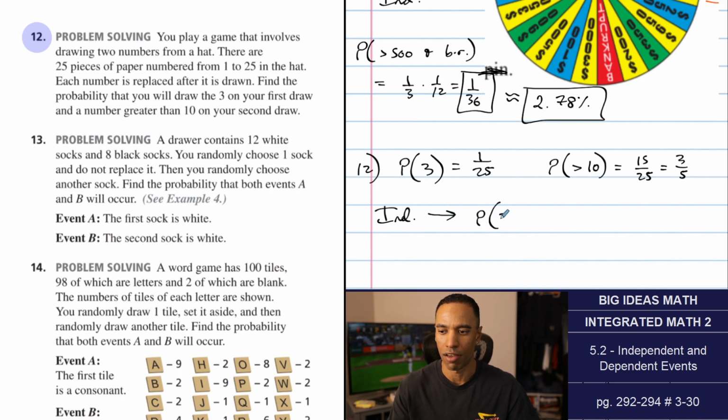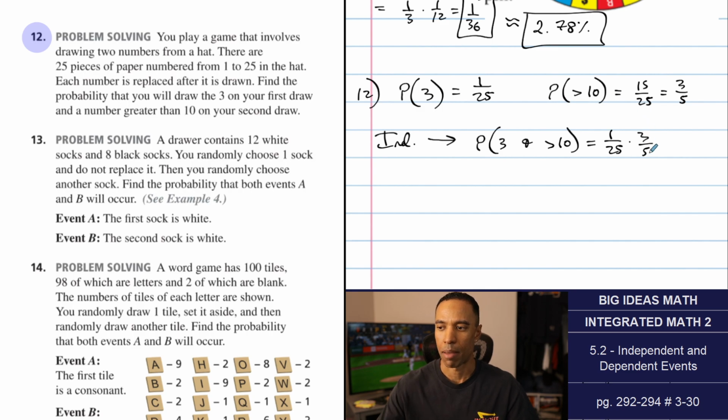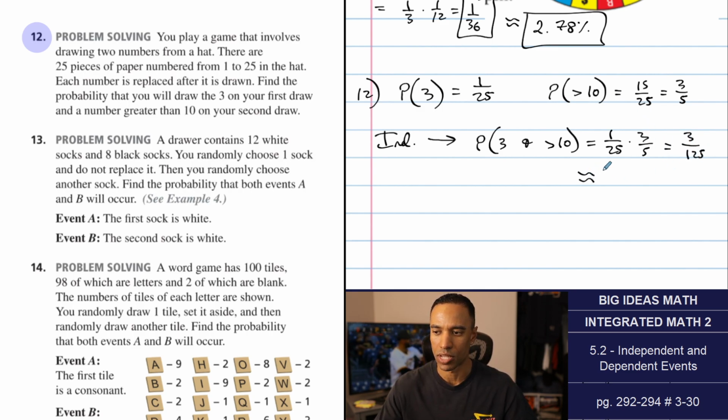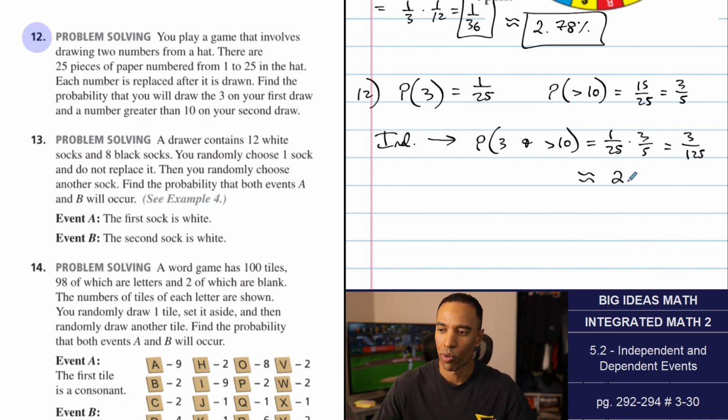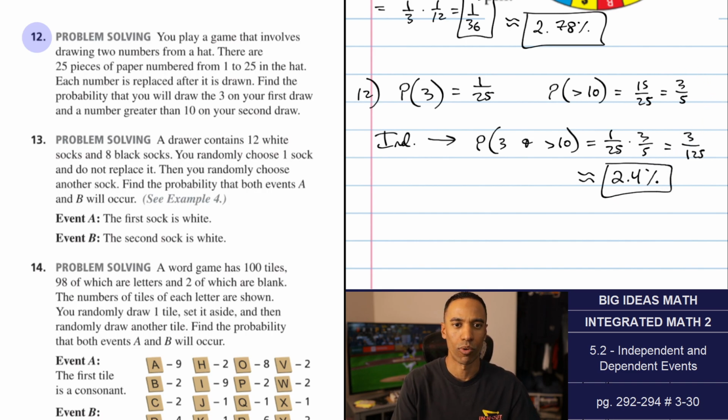Therefore, the probability of 3 and then greater than 10 is going to be 1/25 times 3/5. And that becomes 3 out of 125, which as a percentage, I know is less than 3%. 3 out of 125 is 0.024, 2.4%, thereabouts. 2.4%.